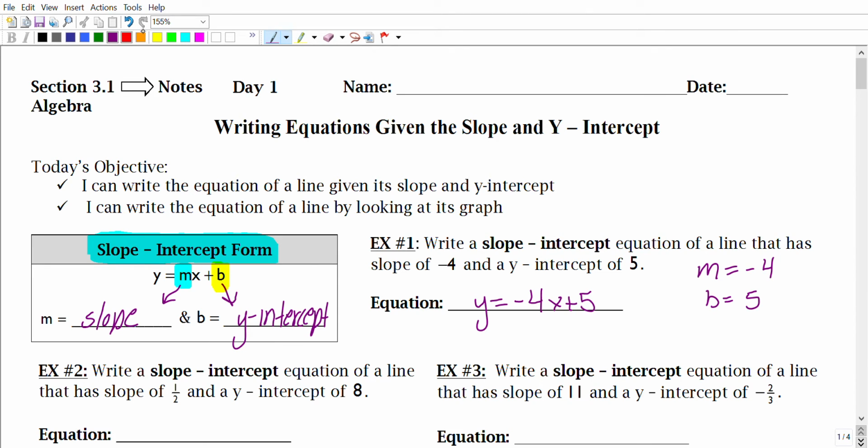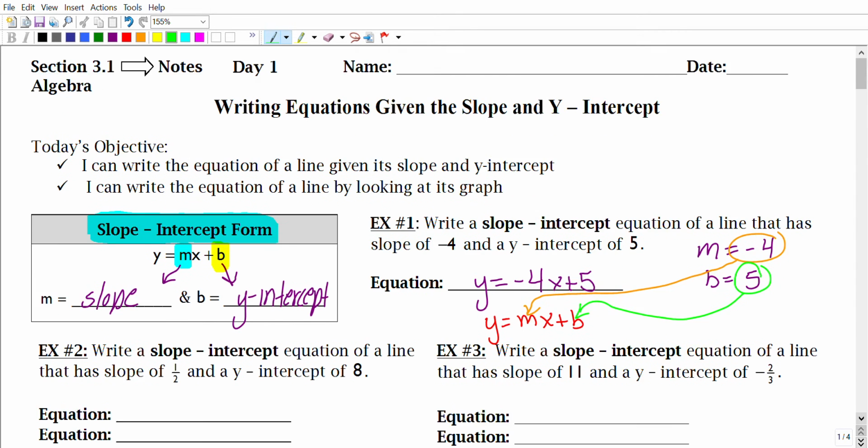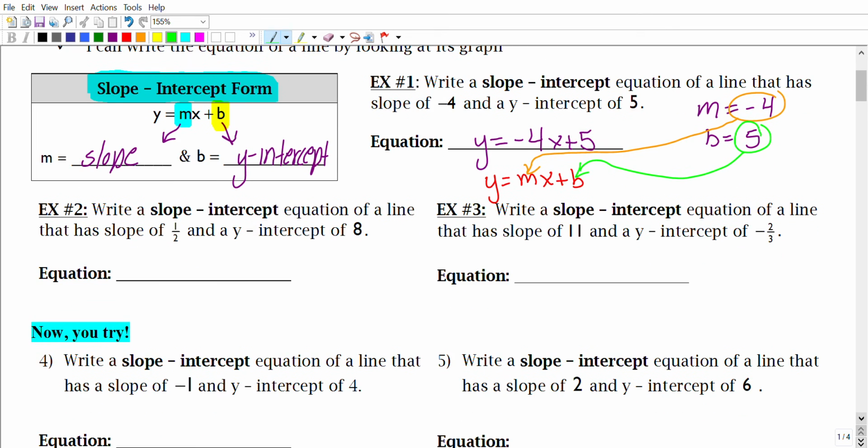So let me write that in down here. What did I do? All I did was take my m, which was my -4, and substitute it in there. And I took my b and did the same thing. All I did was substitute. The y and the x stayed exactly the same. Let's take a look at problems number 2 and 3.